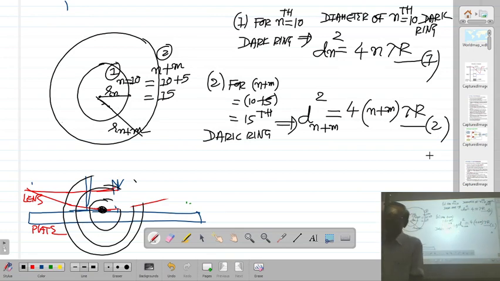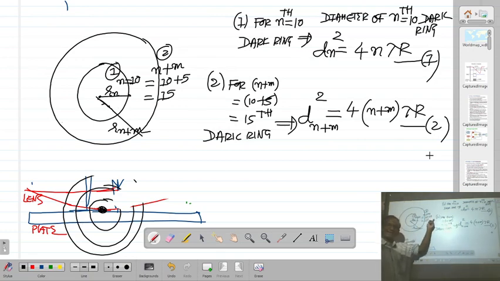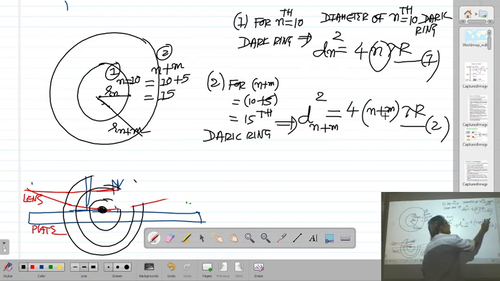So we have two equations now. We have to take the reading of only two rings to find the unknown wavelength of light. Number one, the diameter of the 10th order dark ring: dn square is 4nλR. And let us consider the second dark ring of order n plus m, that is 10 plus 5, the 15th dark ring. Its diameter is d, replacing n by n plus m, so d(n+m) square is 4(n+m)λR.